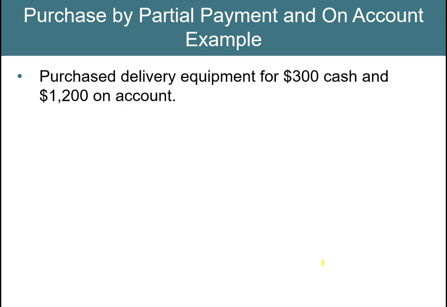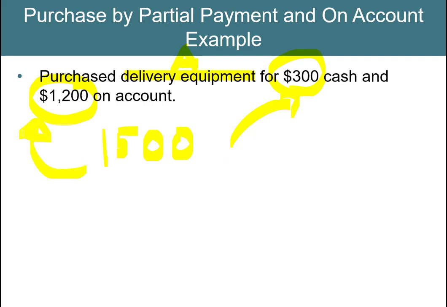In this example, Mr. Rohan purchased delivery equipment, an asset, for $300 cash and the remaining $1,200 on account. If you combine $300 and $1,200, we know that the value of this asset is $1,500, whereby we make payment by cash of $300 and the balance we borrow from our supplier maybe. So this is the transaction.